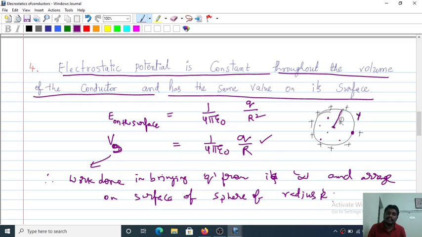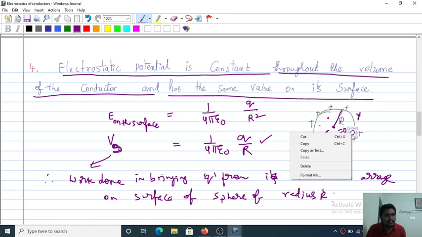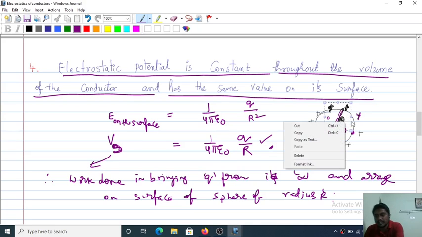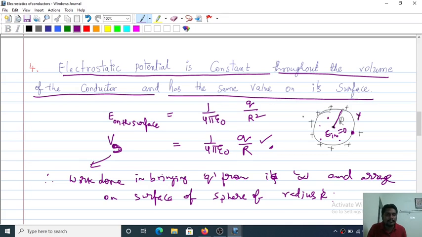The electric potential inside the conductor also has the same value, 1 by 4 pi epsilon naught q by r. Why? Because what is the electric field inside the conductor? Electric field inside the conductor is 0. The work done to bring a charge from infinity and place it at any point on the surface is this, which is the electric potential. To bring a charge from the surface to the inside of the conductor, you don't have to do any work, because the electric field inside a conductor is 0.